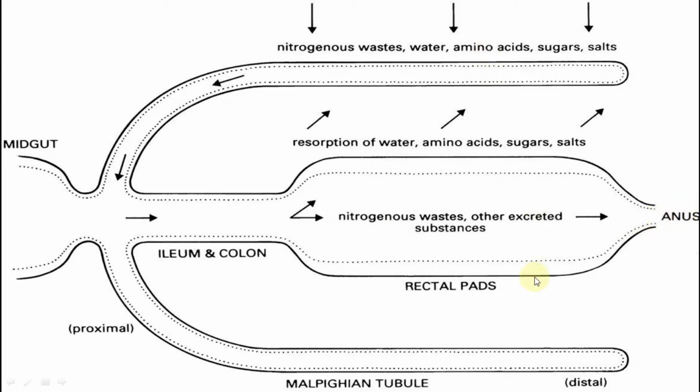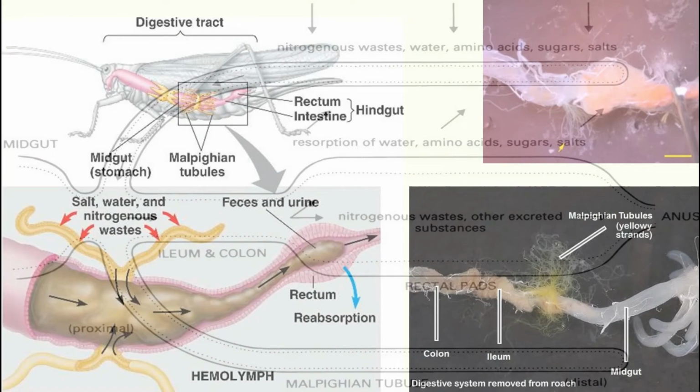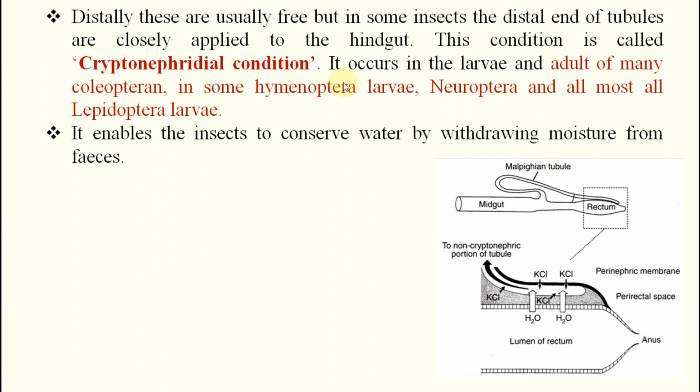But if this will be attached, then what will happen? Whatever essential amino acid, water, sugar, salt will be there, they will be reabsorbed and sent back to the midgut. So this is the reabsorption by the Malpighian tubules. Clearly understood? What is the role of the cryptonephridial condition? Generally they will collect moisture from the fecal matter.